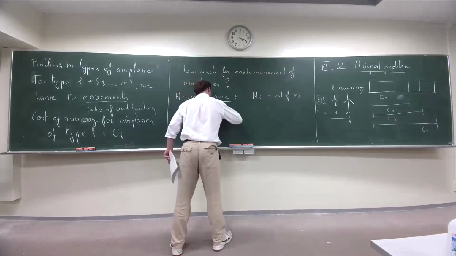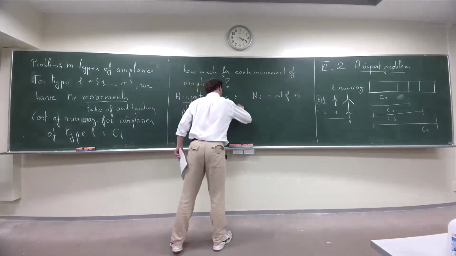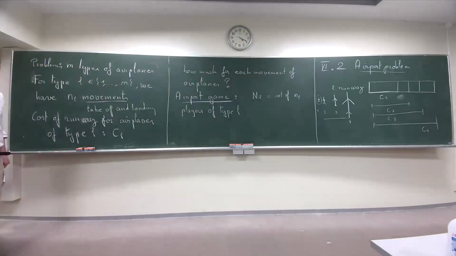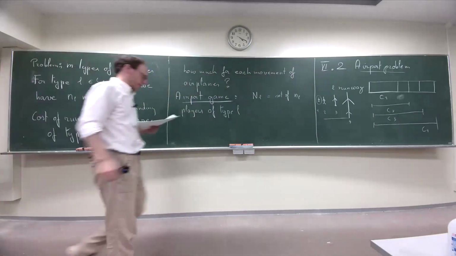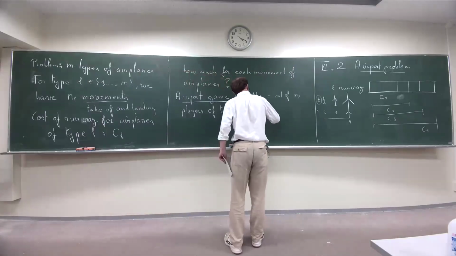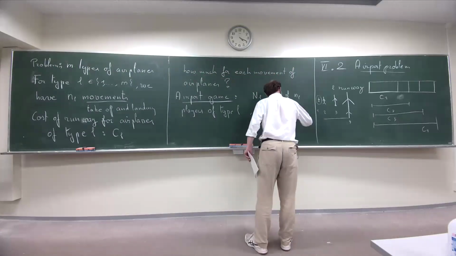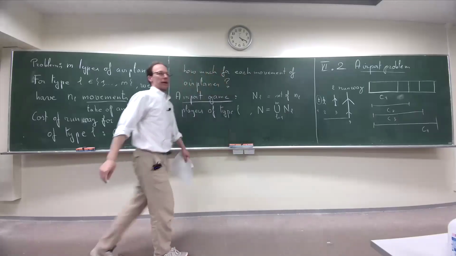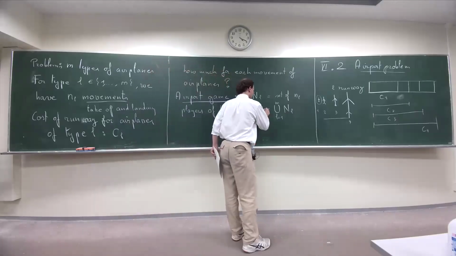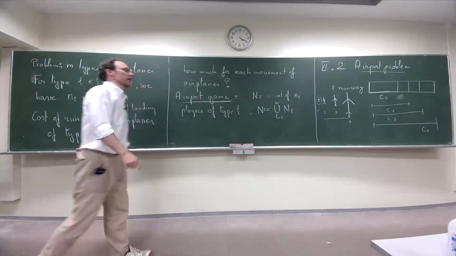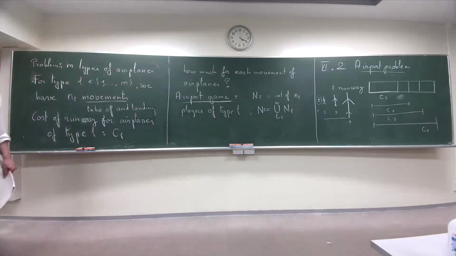of type L. So it represents for each of them, you have one movement. And what is the total number of players here? It's a union over all types of airplane. Because the cardinality of this set is exactly how many planes took off or landed on this runway during one year.